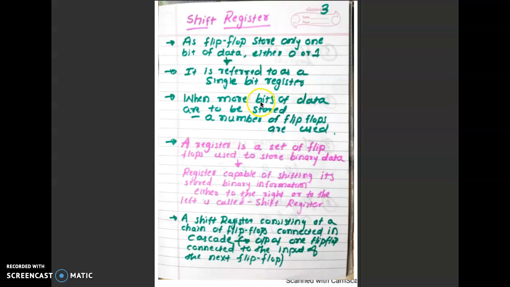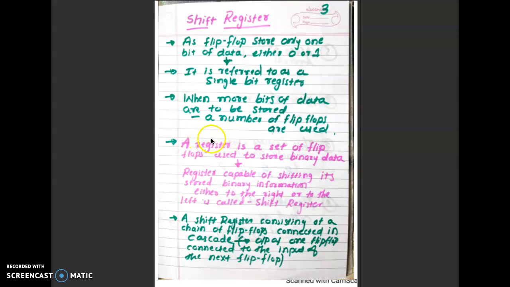If we want to store more than one bit, we have to use that many flip-flops. As many bits are to be stored, that many flip-flops are used. So, what is a register? A register is a set of flip-flops used to store binary data. The set of binary bits stored using a set of flip-flops is referred to by the name register.